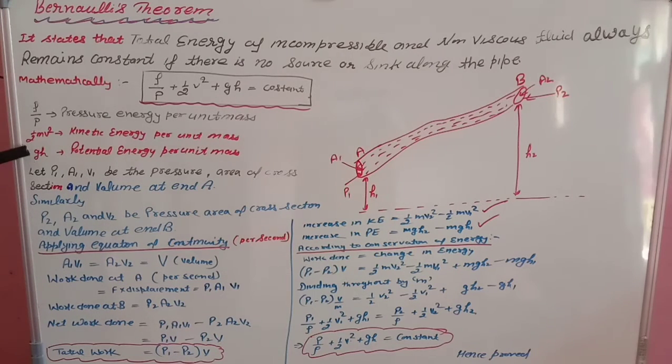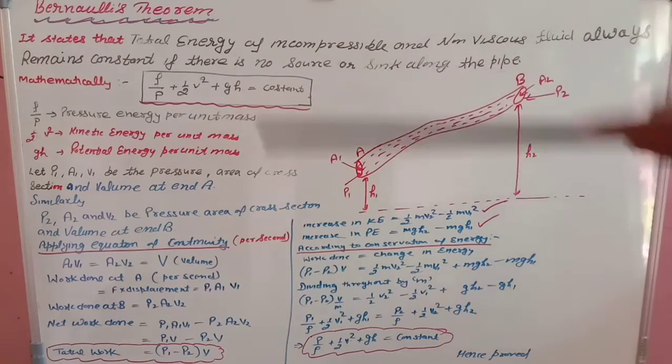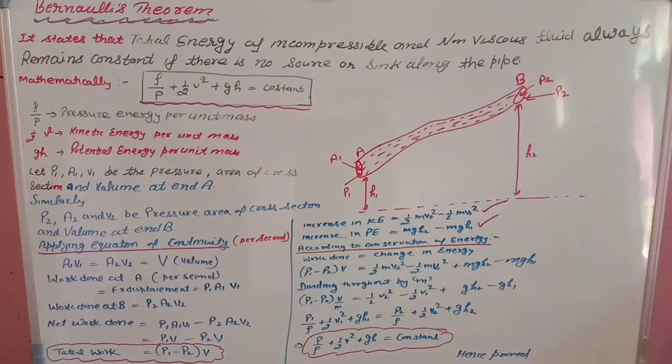Okay, this is gh. gh means your potential energy. Again m is not here, so it is your potential energy per unit mass. I hope the terms are clear to you. Now students, we need to prove that this total energy remains constant. For proving it, let us consider this diagram. This diagram you have to draw exactly the same.